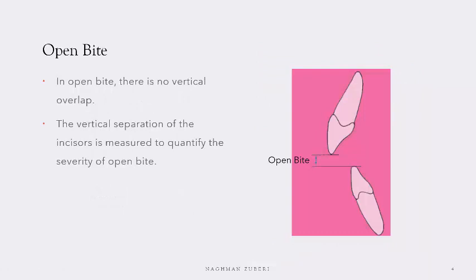The opposite, when the teeth are not overlapping and there is a gap between the upper and lower teeth, we call it an open bite. When it is present in the anterior region, we call it an anterior open bite. This vertical separation of the incisors is measured to quantify the severity of the open bite.